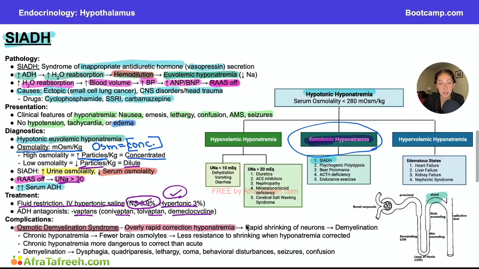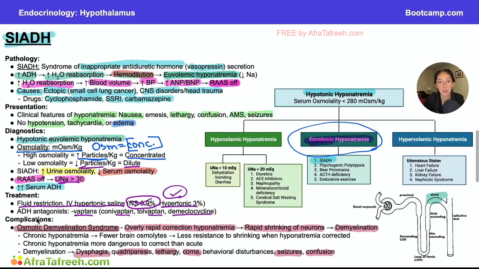And in osmotic demyelination syndrome, what happens is we see this rapid shrinking of our neurons that leads to demyelination, and demyelination of our neurons, of course, causes nervous problems like dysphagia, quadriparesis, lethargy, coma, seizures, confusion. And I think that the classic presentation for osmotic demyelination syndrome is kind of this locked-in syndrome where you can register what's going on around you, you know what's happening, but you have lost all motor function completely. You're essentially paralyzed, but you are mentally there. And that is one of the most severe complications of osmotic demyelination syndrome. What happens if you correct the hyponatremia as fast as we possibly can?